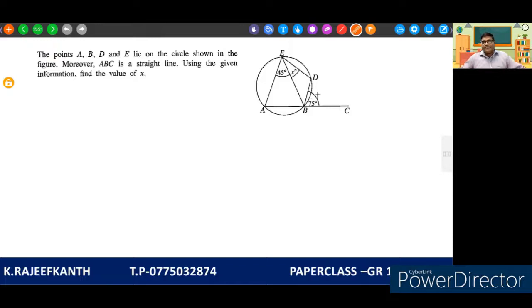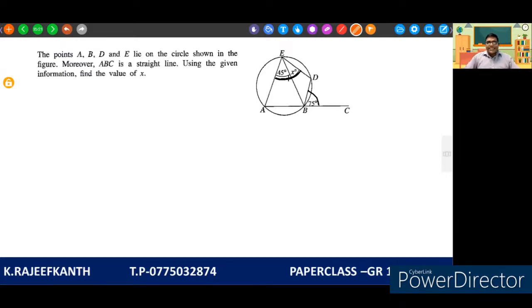Right. Here, this is the exterior angle of this cyclic quadrilateral. So if it is 75, this angle should be equal to 75. That is, angle AED, because exterior angle is equal to interior opposite angle. So this 75 should be equal to angle AED, that is 75 degrees, because exterior angle is equal to interior opposite angle, right?